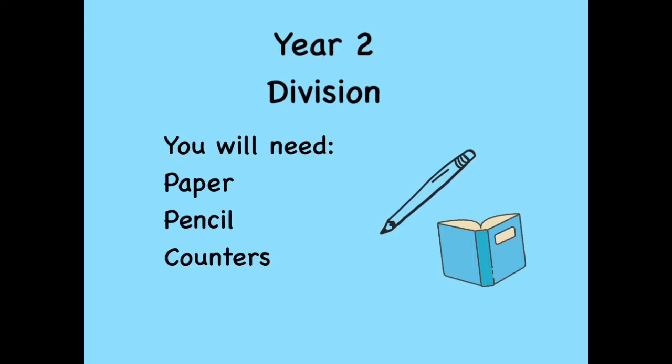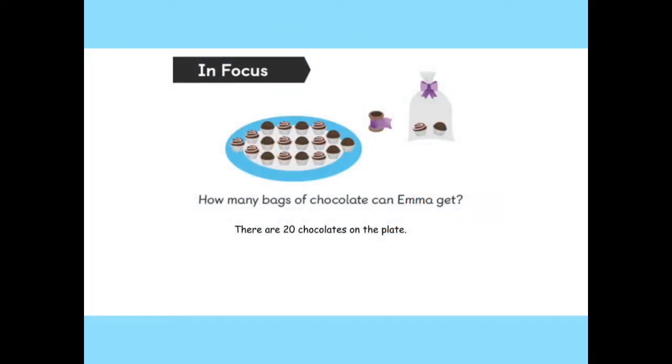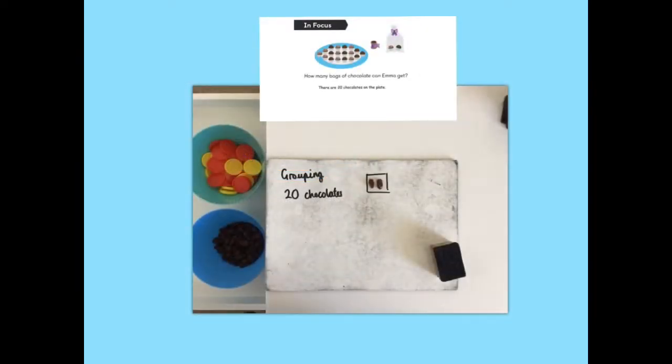For this lesson you're going to want paper, pencils and some objects to count with. I've got counters and raisins today. We're going to start with a challenge. How many bags of chocolate can Emma get? There are 20 chocolates on the plate. She wants to put 2 in each bag. Let's have a look at this problem together. We're going to use grouping to solve it.